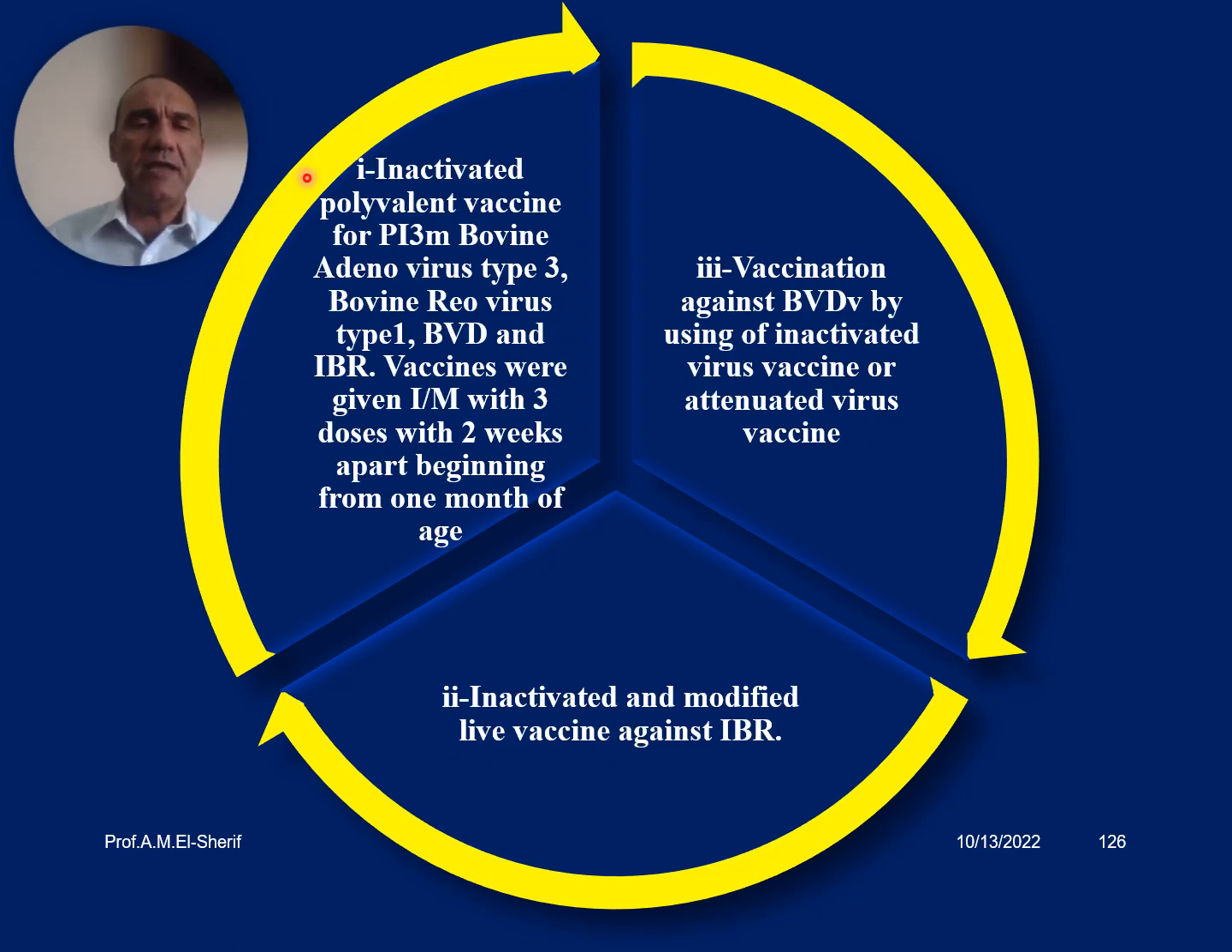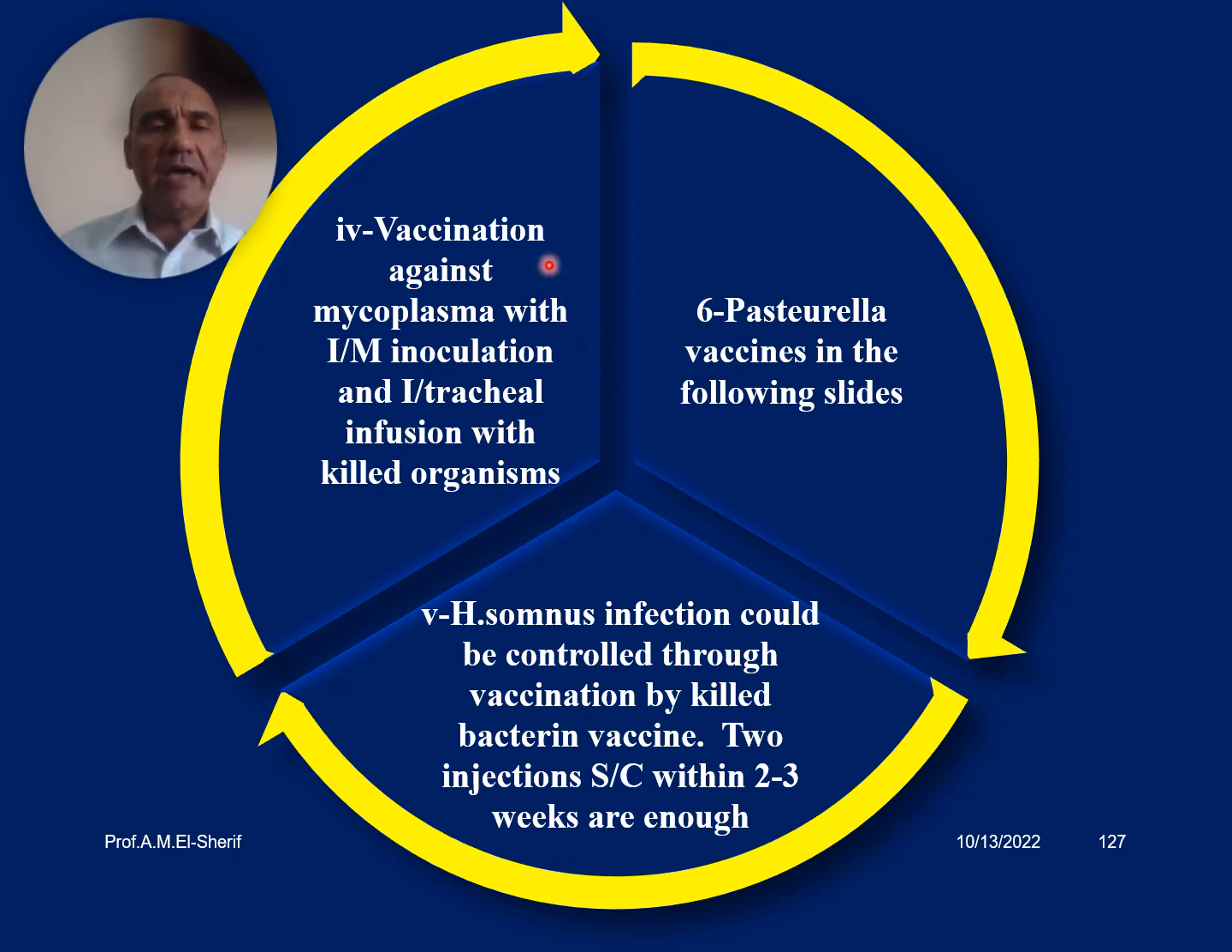Number 6, vaccination of calves during the susceptible time with available vaccines as follows. Number 1, inactivated polyvalent vaccine for parainfluenza 3, bovine adenovirus type 3, bovine reovirus type 1, bovine viral diarrhea, and IBR. Vaccines are given intramuscularly in 3 doses 2 weeks apart, beginning from 1 month of age. Vaccination against bovine viral diarrhea using inactivated virus vaccines or attenuated virus vaccine. Inactivated and modified live virus vaccine against IBR. Vaccination against mycoplasma with intramuscular inoculation and intratracheal infusion with killed organisms.